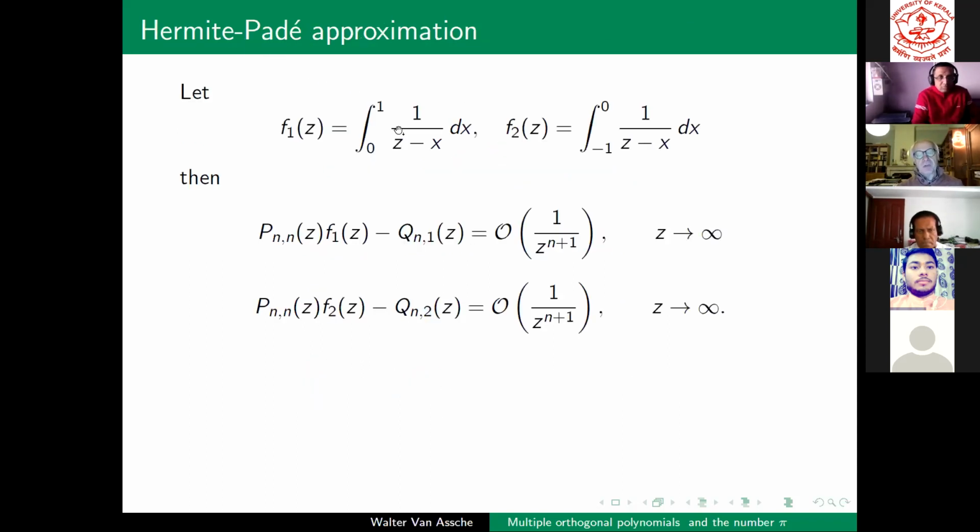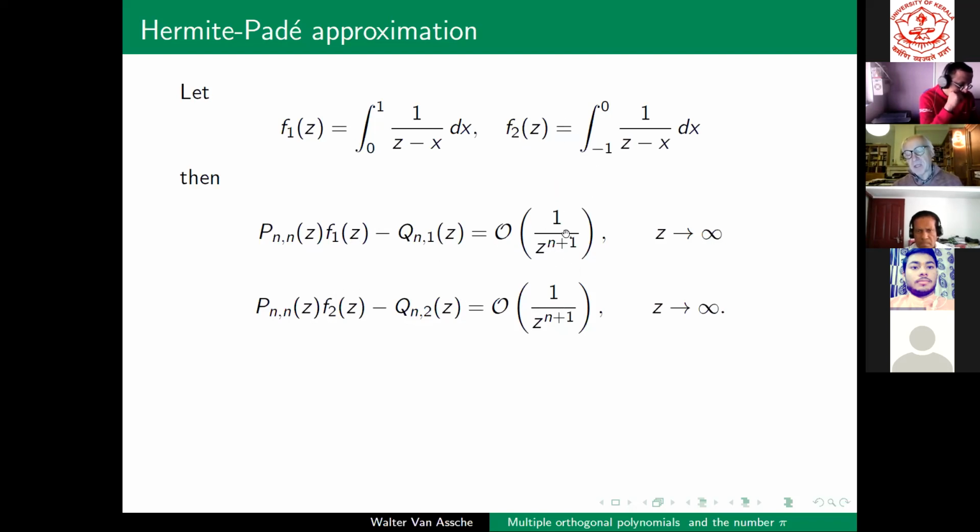The connection with Hermite-Padé approximation is that if we consider this integral on 0, 1 with this Cauchy kernel over here, and we consider another integral, but on the other interval from -1 to 0 with the Cauchy integral, then you can approximate these two functions f1, f2 simultaneously by rational functions with the same denominator, and that denominator is going to be that particular multiple orthogonal polynomial that I had on the previous slide.